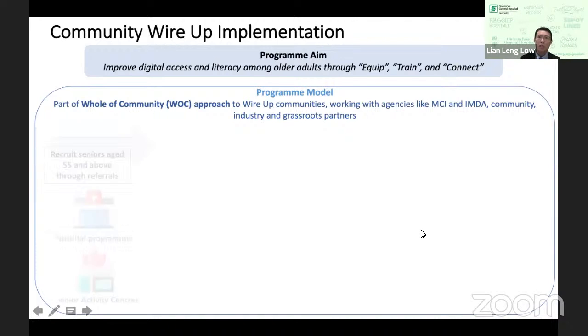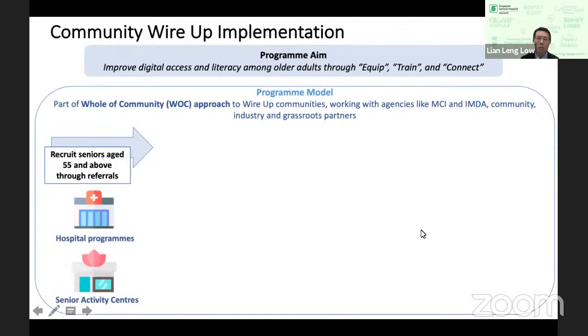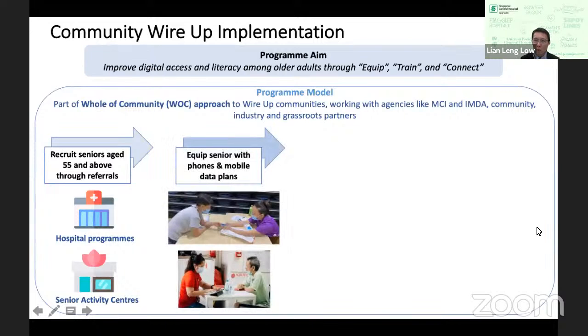Next. So the target population that we have for our Community Wire Up initiative are seniors aged 55 and above. And these are through referrals from our hospital programs, as well as our senior activity centers in the community. Next. So these seniors are then equipped with government-subsidized or donated smartphones and mobile data plans. Next.